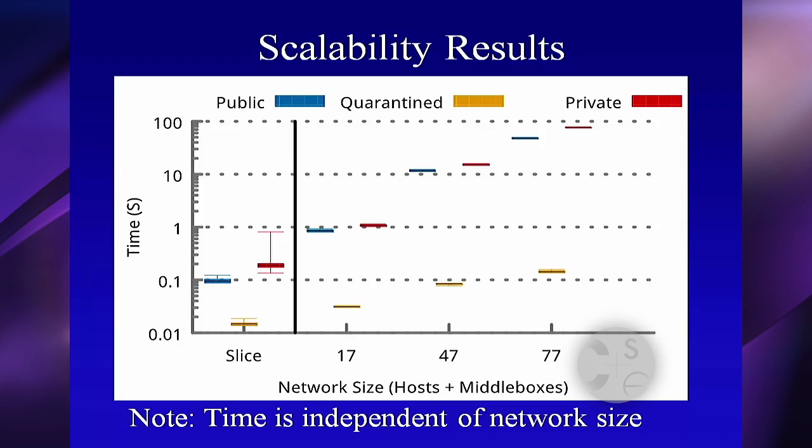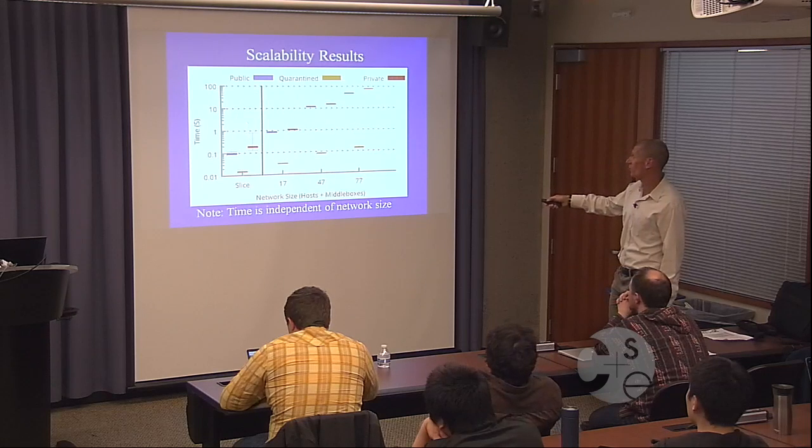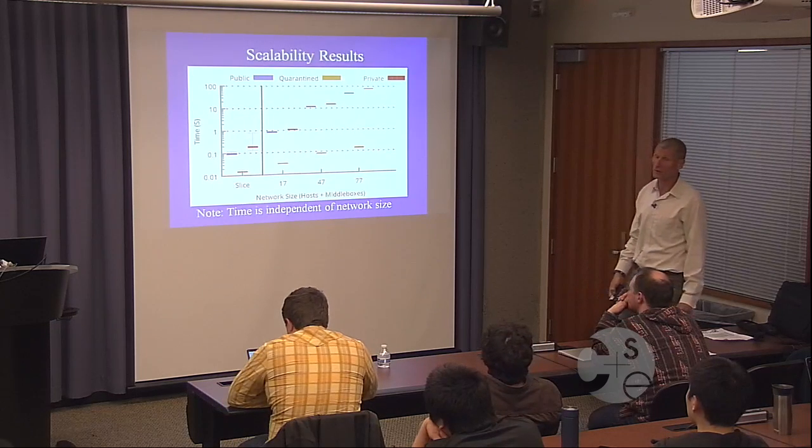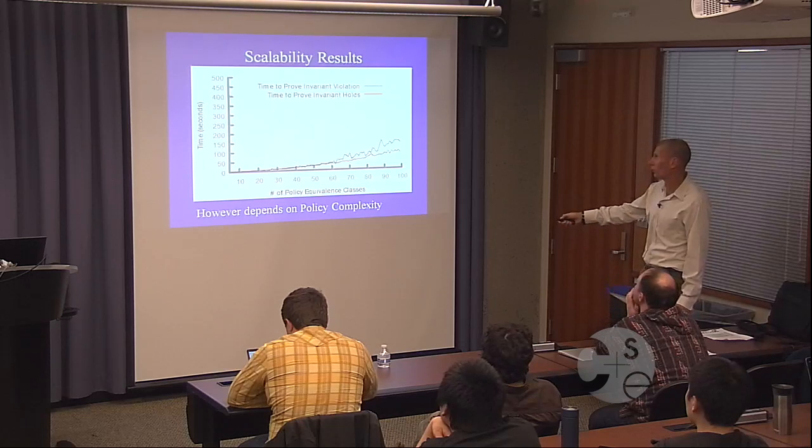And what you can see in this time, you see that the safety property is either public, which says that the node can talk to all nodes, quarantined, which says that the node can only talk to a few nodes, and private, which is very limited, or a more complicated topology. The interesting thing that you see is that even when the number of nodes, hosts, and middle boxes grows, the complexity of the verification becomes harder. But still, the slice is small. So in fact, the time for checking these slices is independent of the network size. But of course, it depends on the complexity of the topology.